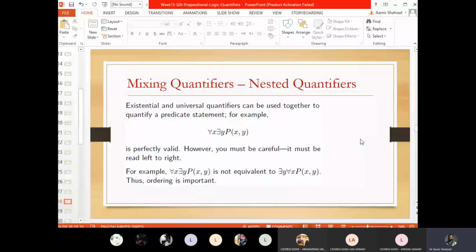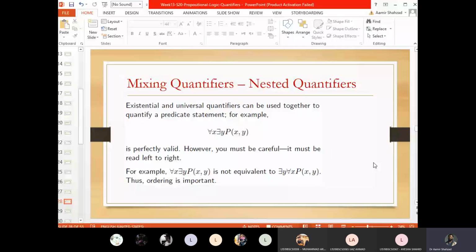So we can use both quantifiers. The statement could be: for all X, there is some Y such that P of XY holds. It could be for all X, for all Y, P of XY. Or there exists some X for all Y, P of XY holds. Or there exists X, there exists Y, P of XY. So हमारे पास दो तरह की quantifiers हैं, दो ही अगर हमारे पास elements हैं, there are four possibilities जिनके ज़रिए हम nest कर सकते हैं quantifiers को, जिनके ज़रिए हम mix कर सकते हैं quantifiers को.